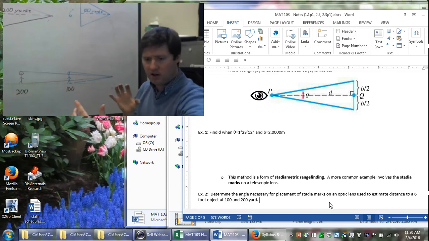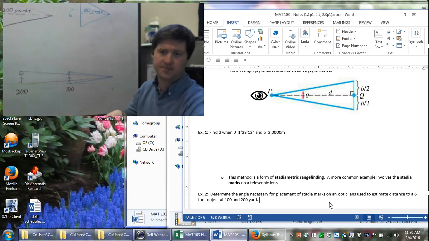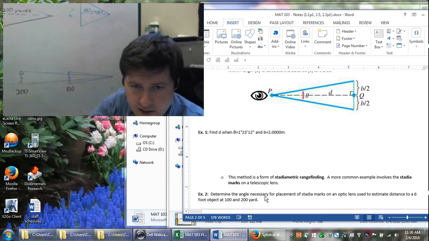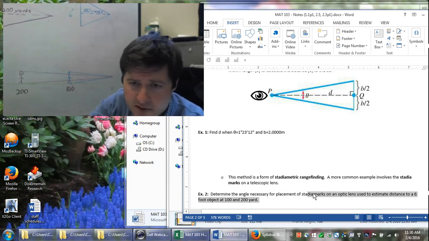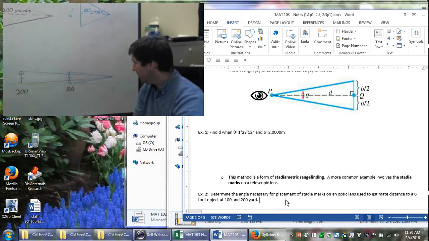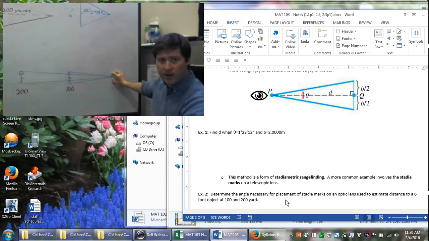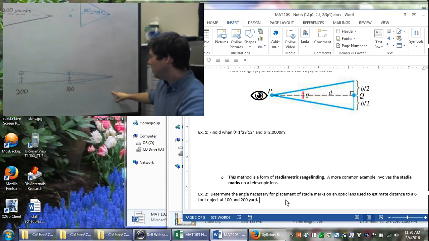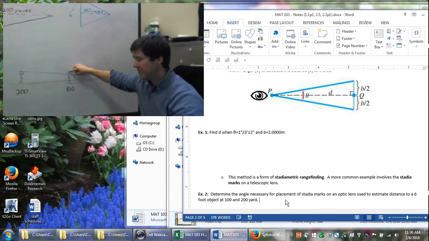So this is similar, I guess, to stereometric range finding. Normally, you've got little tick marks on your lens. I guess more common is to see this being used with stadia marks. Either you've got a stick with a bunch of marks on it, and you just pick a couple of those marks and then calculate the distance for some known angle.